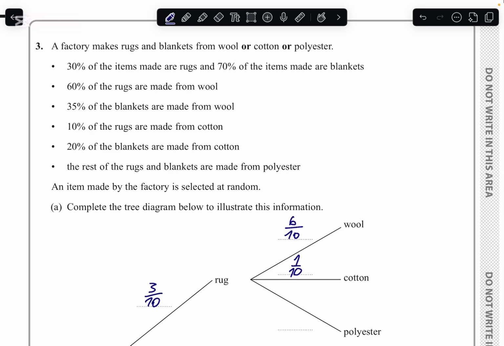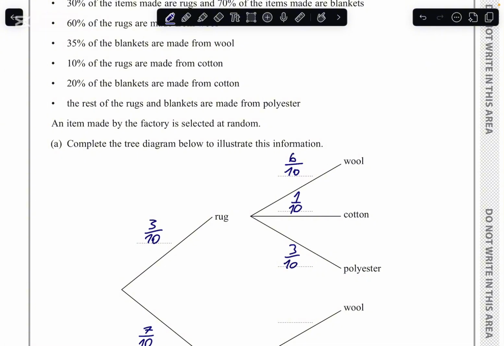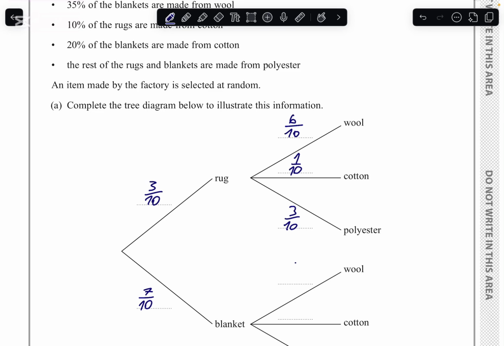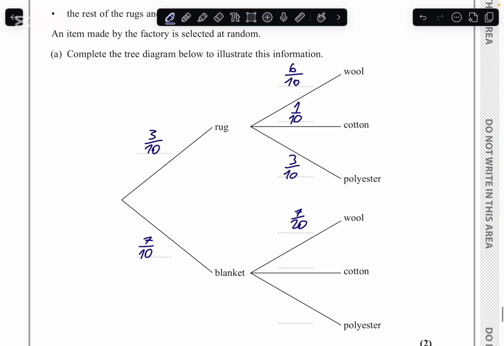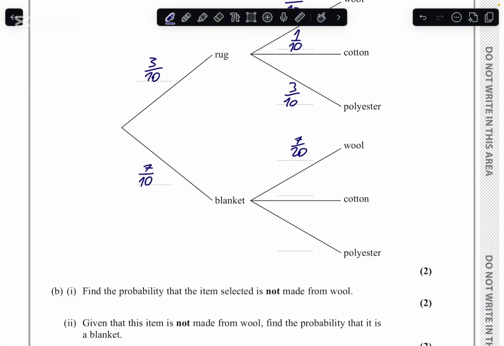We are not told about the polyester, but we are told that the rest are polyester. So in order to find the polyester, we need to add the wool and cotton up and take that away from 1. That leaves us with 3/10. For blankets, we are told that 35% are made from wool, that's 7/20. 20% are made from cotton, that's 4/20. And the rest are made from polyester, so that's 9/20.